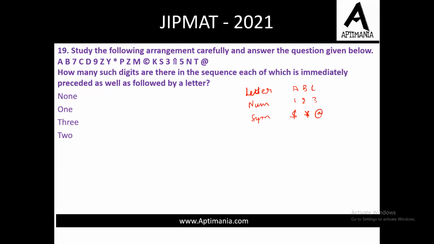Right now, how many such digits are there? Digits basically are numbers in the sequence, each of which is immediately preceded as well as followed by a letter. So we need to find such numbers जिनके पहले भी letter हो और बाद में भी letter हो. So first of all, find the number. This is the number, पहले भी letter, आगे भी letter. तो एक ऐसा मिल चुका है हमें. एक और number, पहले भी letter, आगे भी letter. दो ऐसा पेयर मिल चुके हैं. Then we have 3. पहले letter है but आगे letter नहीं है, तो इसको काउंट नहीं किया जाएगा. Then we have 5, उसमें भी पहले लेटर नहीं है तो उसको भी काउंट नहीं किया जाएगा. तो overall we have 2 such pairs.